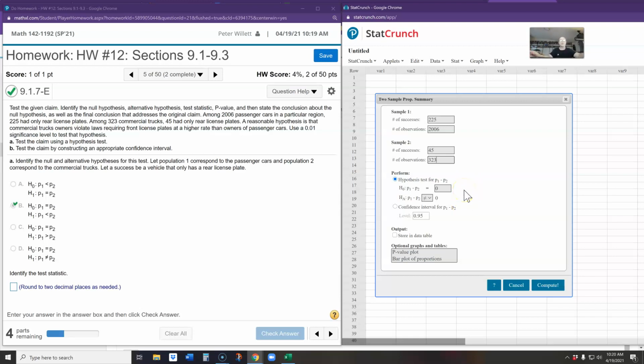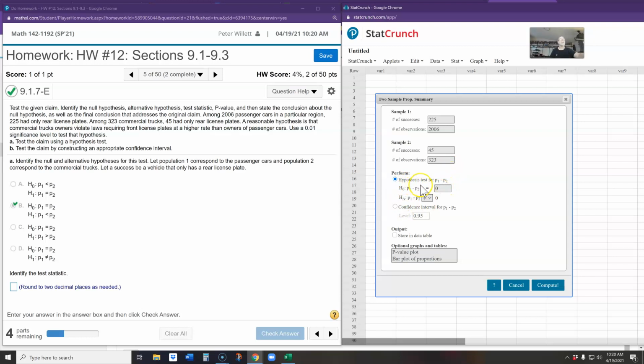So it's good to, while the problems are repeatable in the homework, practice and prepare to be as close to error-free as you can. Everyone makes mistakes, but try to double check your entries so that you have a high rate of success and a lower rate of careless errors from typos and things like that. So I have 225 out of 2006, and I have 45 out of 323, so that looks right.